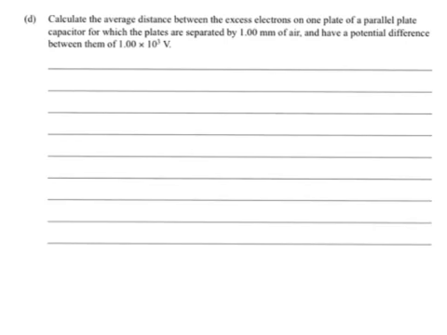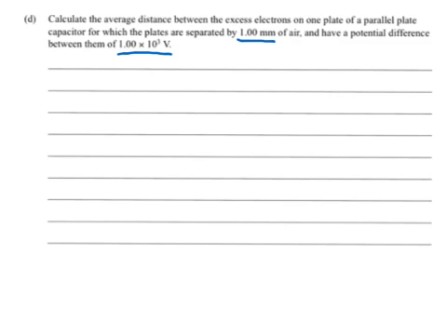Okay, so this one's a goodie. Calculate the average distance between the excess electrons on one plate of a parallel plate capacitor, for which the plates are separated by 1.00 millimeters of air and have a potential difference between them of 1.00 times 10 to the 3 volts, or 1 kilovolt. Okay, where do you start there?